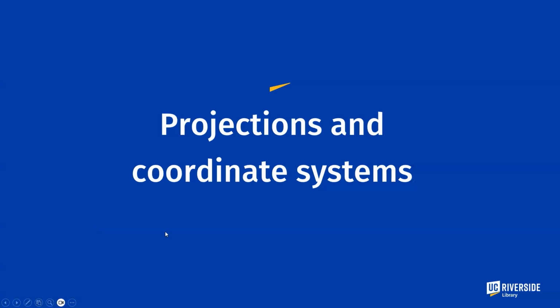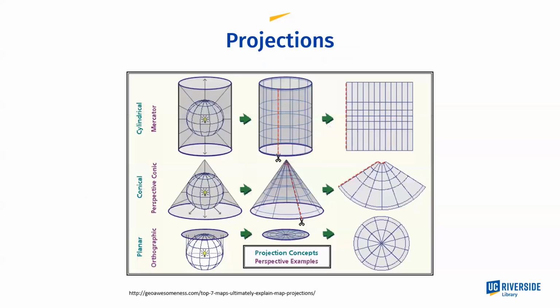All right, now here's the section where I'm going to talk about projections and coordinate systems. Just again, so you have some exposure to this concept, because it could trip you up if you don't know about it. So projections refer to how we translate what's on the curved surface of the Earth to a flat two-dimensional either print map or a computer screen, that kind of thing.